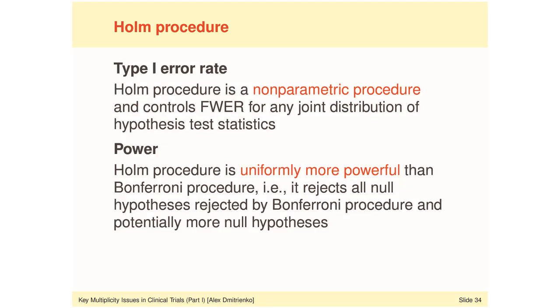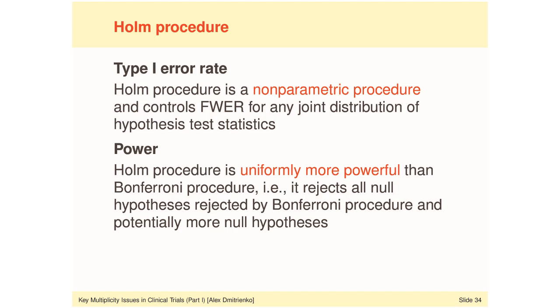This is a summary of the main properties of the Holm procedure. If I can start with the second point, the Holm procedure is uniformly more powerful than the Bonferroni procedure. The Holm procedure, as we said, rejects all null hypotheses rejected by the Bonferroni and can potentially reject more null hypotheses. We talked about this in the context of the prostate cancer trial example.